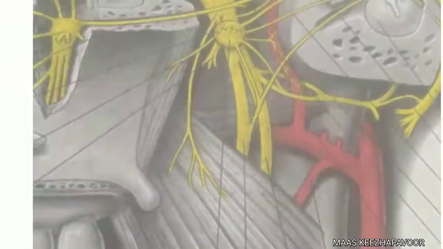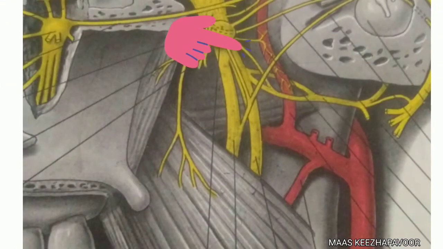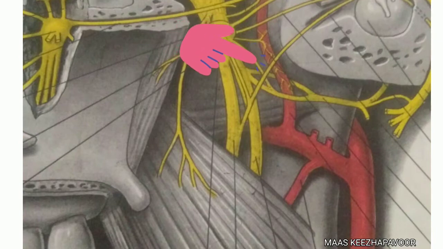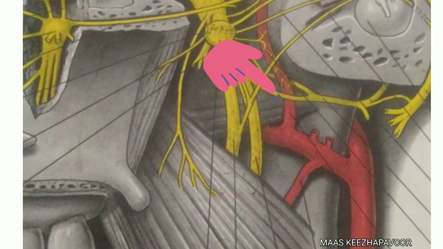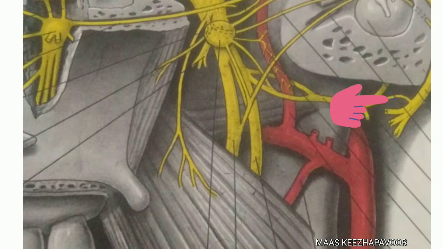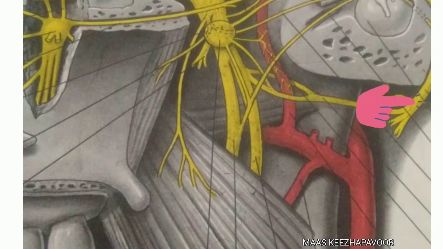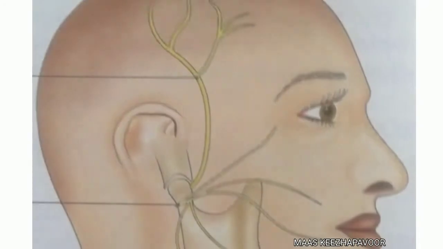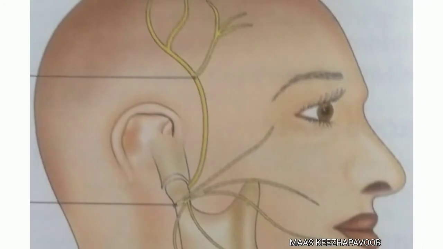Observe the picture. Near its origin, the nerve has communicating branch from otic ganglion. The communicating branch to the facial nerve passes behind the neck of mandible at the posterior border of masseter and joins with the facial nerve. Remember, the highlighting point here is that the auriculotemporal nerve medially and the branches of facial nerve laterally are related to temporomandibular joint.